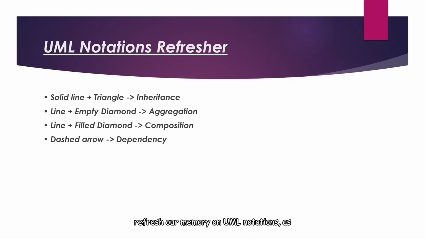Let's quickly refresh our memory on UML notations, as they will be essential when reading and creating class diagrams. A solid line with a triangle at the end represents inheritance, indicating that one class is a subclass of another. A line with an empty diamond represents aggregation, while a line with a filled diamond indicates composition. A dashed arrow represents dependency, meaning one class depends on another class but does not necessarily control it.